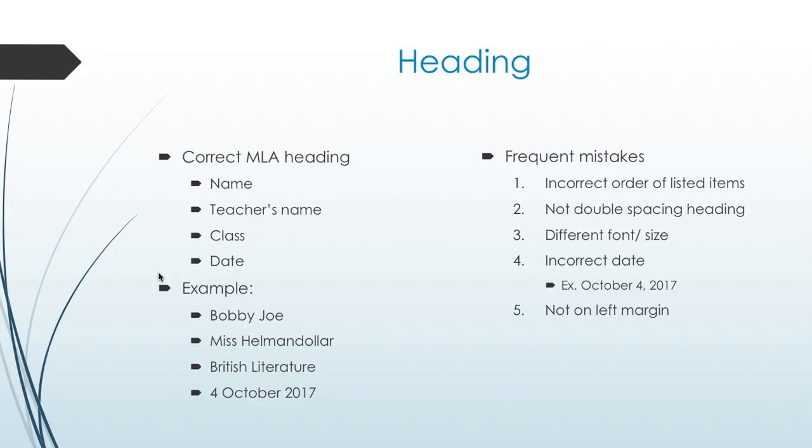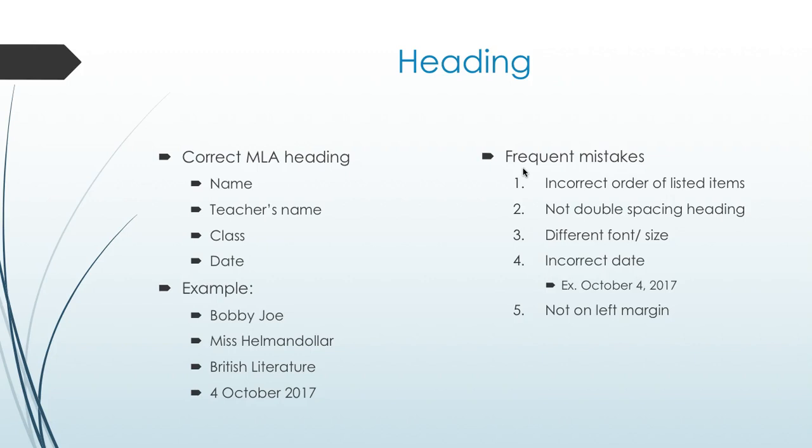Now notice the date looks a little bit different than how we would normally speak. When we speak, we say it is October 4th, 2017. That relates to the frequent mistakes that are found over here. Now that mistake is down here at number 4, so we'll get to that eventually. But the first mistake is an incorrect order of listed items. Some students flip the teacher's name and the class. That's the one that's most frequently found. It is always your name, the teacher's name, then the class, and then the date.